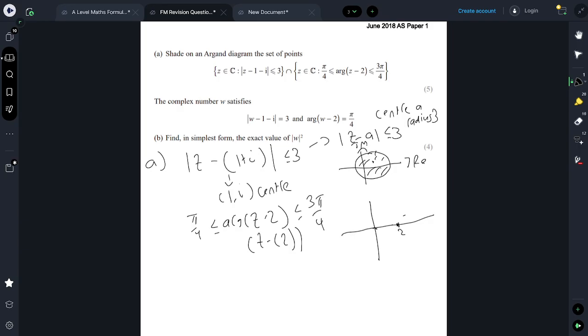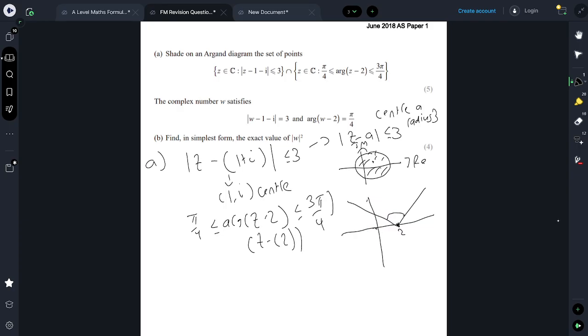So remember the argument is essentially the angle it makes with the positive real axis. So pi over 4 is 45 degrees. So it's going to be kind of there, midway between 90 and 0. That's pi over 4. And 3 pi over 4 is 135 degrees, so it's between 90 and 180. So it's going to look like that. Okay, so that's going to be this loci here.